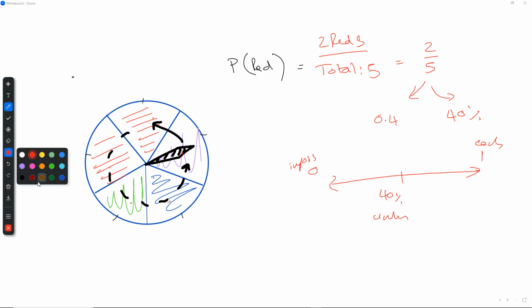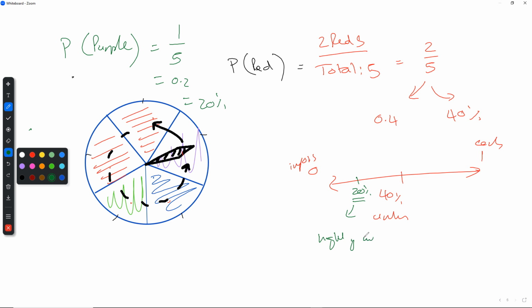If I have to calculate the probability now of landing on purple, for example, purple is going to be 1 out of 5, and that's 0.2, which is 20%. And 20% is over there, and that's highly unlikely that that would happen. You can see it's 1 out of 5 versus 2 out of 5. Only if it was 3 out of 5 would it be 60%, and only then would that be likely.